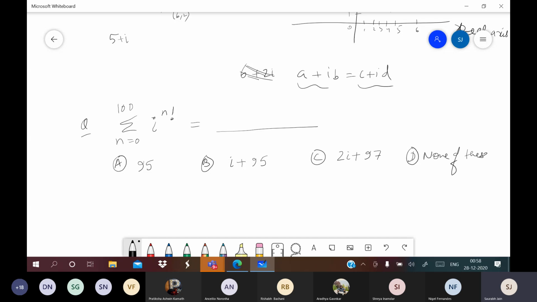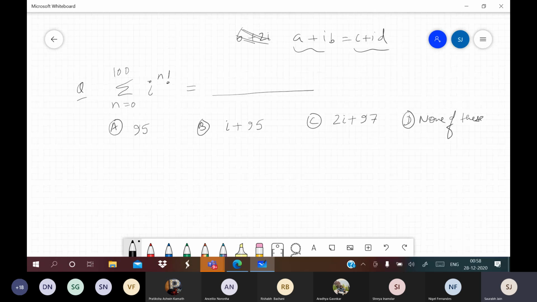Just solve this part. Try to solve it. You know everything about sigma, factorial, iota, right? Just solve it and tell me what you are getting.